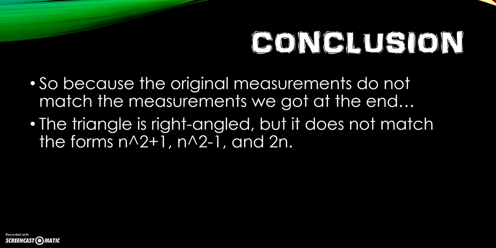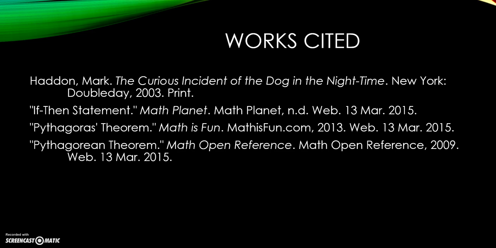So because the original measurements do not match the measurements we got at the end, the triangle is right-angled, but it does not match the forms n squared plus 1, n squared minus 1, and 2n. The reason we know that this is a right triangle is because in our very first step to find the hypotenuse, when we plugged 2 into every equation, we got the values 3, 4, and 5. This is a Pythagorean triple, meaning it is automatically a right triangle. So we proved that these forms also didn't work, so that is why we have proved the converse is not correct. Here are the sources we used.